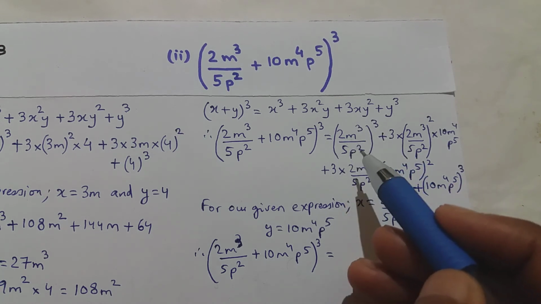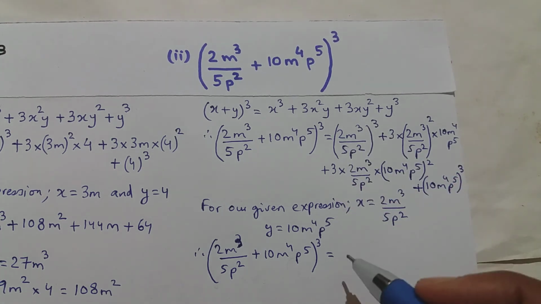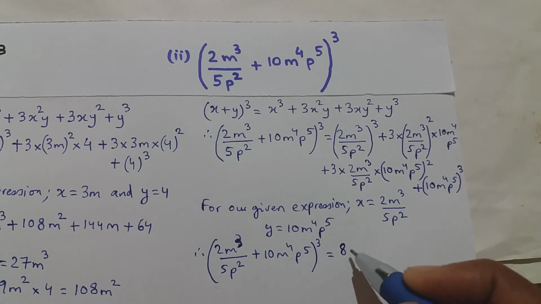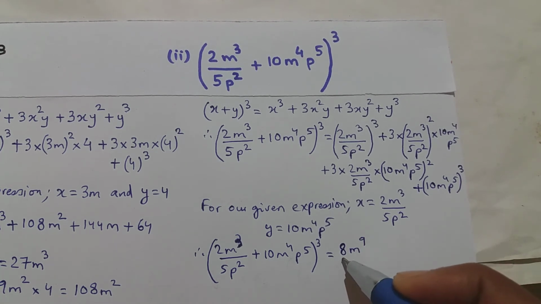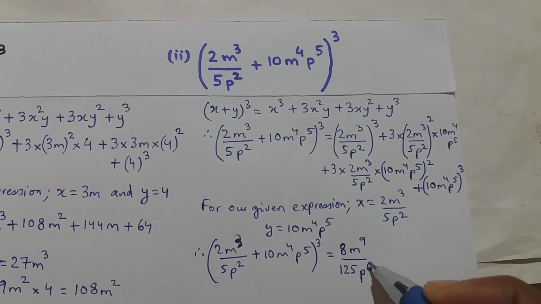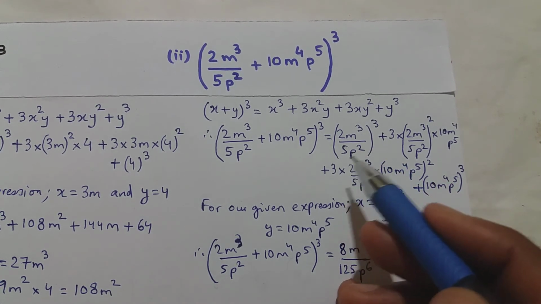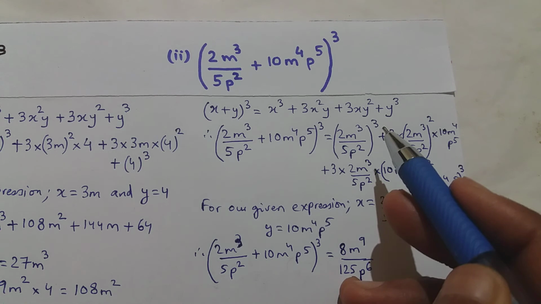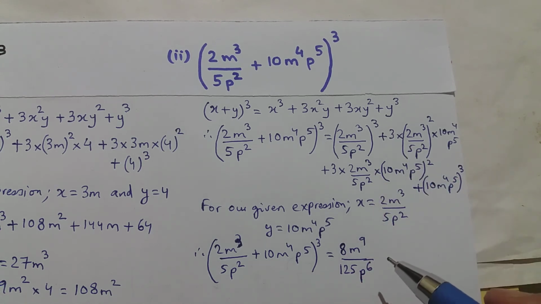So 2m cube upon 5p square whole cube, when we simplify this using our knowledge of exponent, we get 8m to the power 9 upon 125 p to the power 6. So this comes from our knowledge of exponent. And if you do not understand this, I will do the working over here.